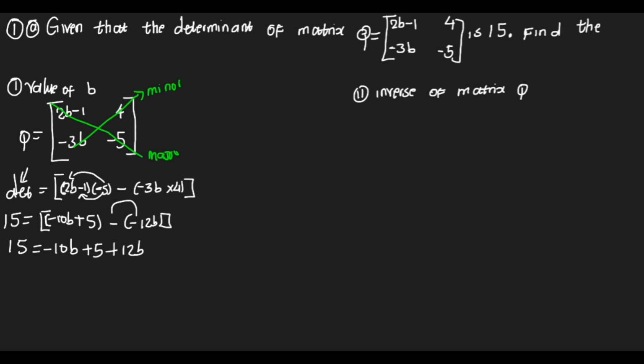So let's collect the like terms, so we'll move 5 to this side. 15 minus 5 is equal to negative 10b plus 12b. So 15 minus 5 is 10, negative 10b plus 12b, that is 2b, so 10 over 2 is equal to b, which is 5. Now before we find the actual inverse of matrix Q, first let's make the actual matrix.